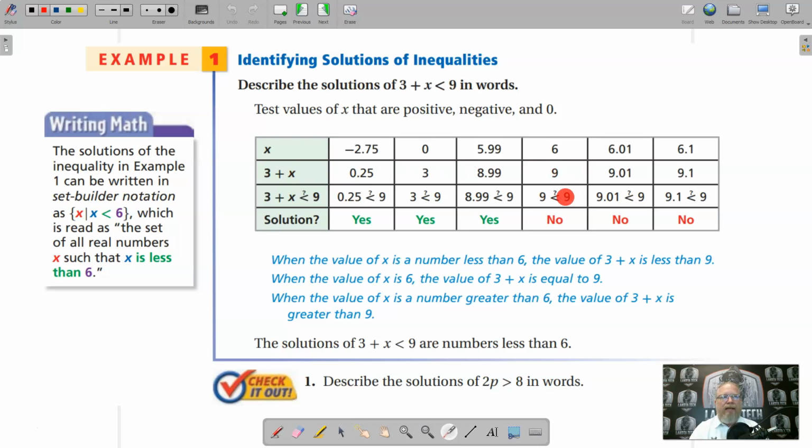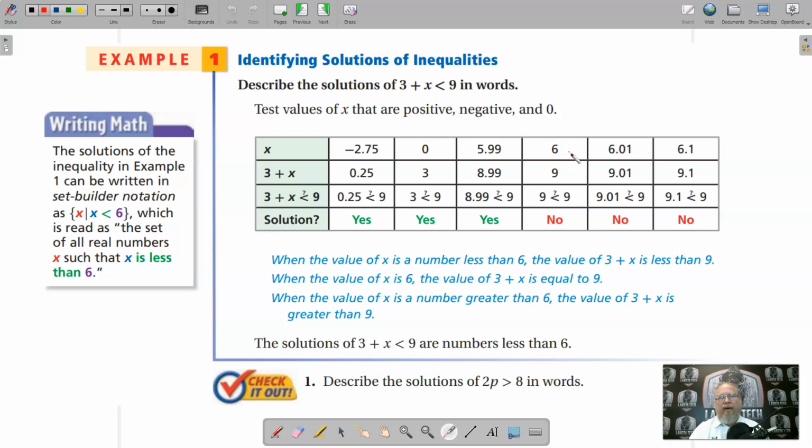Is 9 less than 9? No, it is not. 9 is actually equal to 9. Since we don't have the equality concept in this symbol, we're not saying 9 is less than or equal to 9. It's just 9 less than 9. So in this case, the answer is no. So 6 is not a solution.